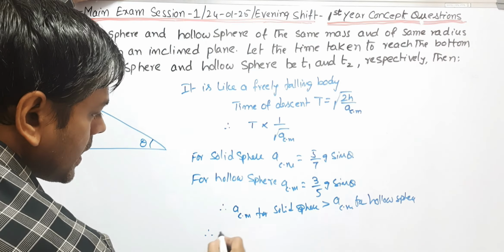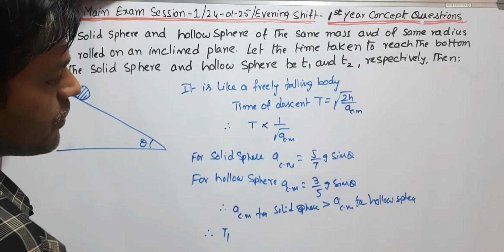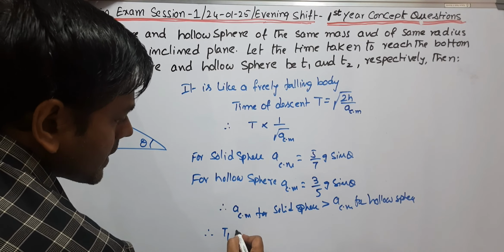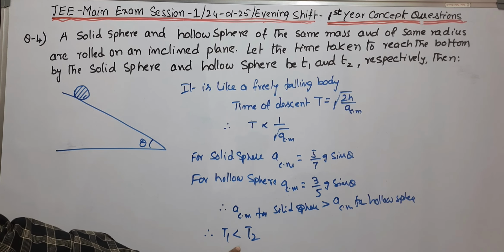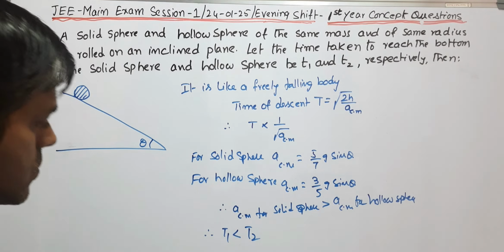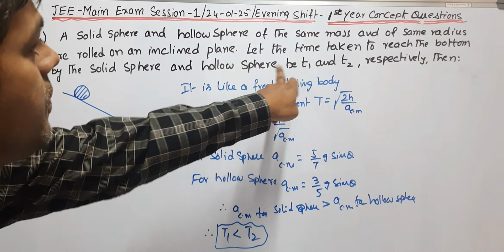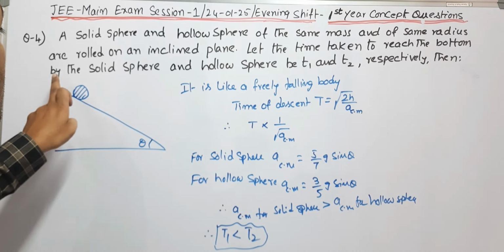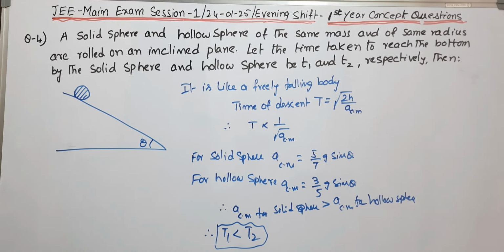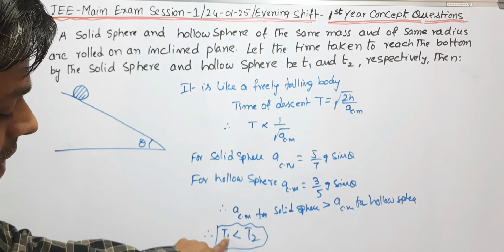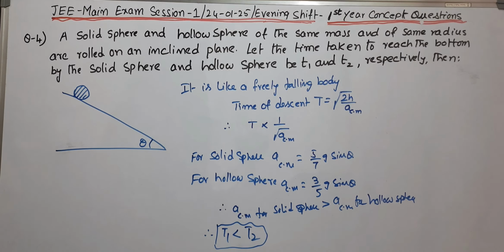Therefore the time taken to reach the ground from the top of this inclined plane for the hollow sphere takes less time than the solid sphere. So this is the relation between the time taken to reach the bottom by the solid sphere and the hollow sphere from this inclined plane. So the answer will be T1 less than T2. This is the answer for this question.